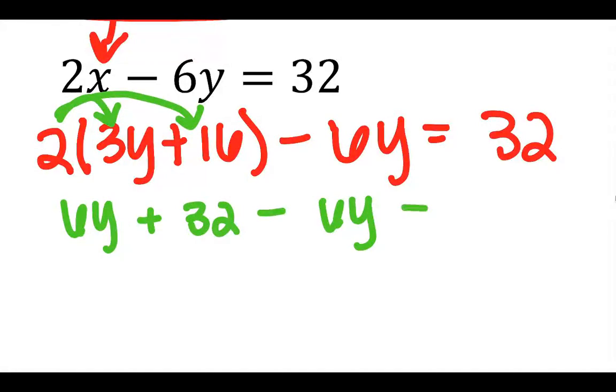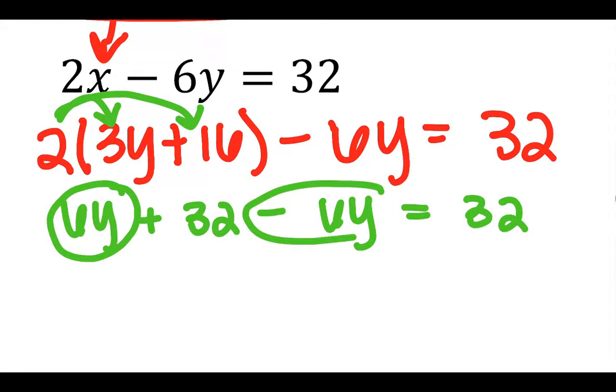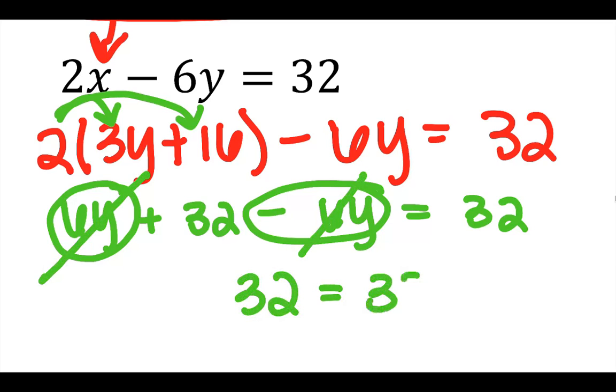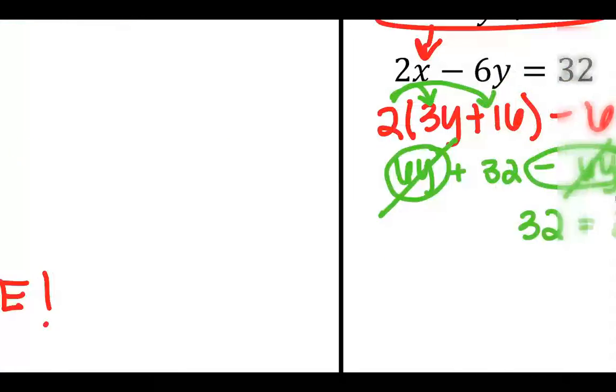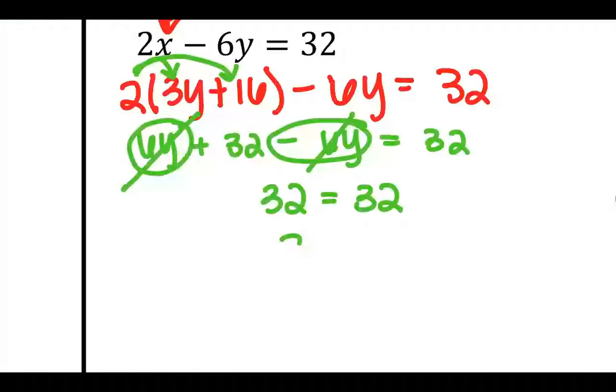Minus 6y equals 32. Combine like terms, we've got 6y minus 6y. Again, this goes away, and I'm left with 32 equals 32. So again, all my variables cancel out. I don't have an x or a y anymore. But unlike over here, where I had negative 12 equals 7, this one's going to be different because 32 does equal 32.